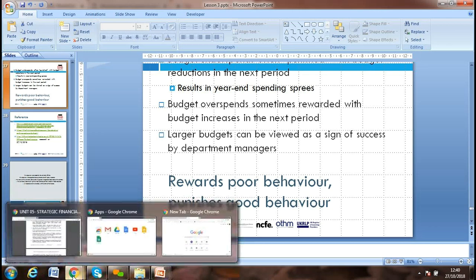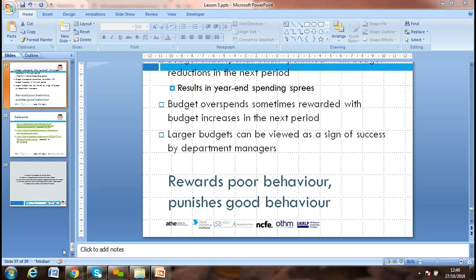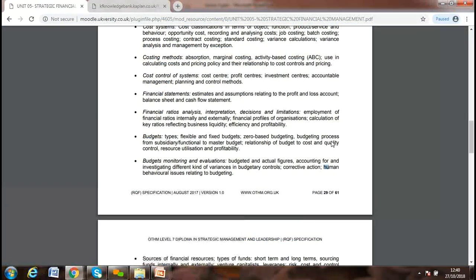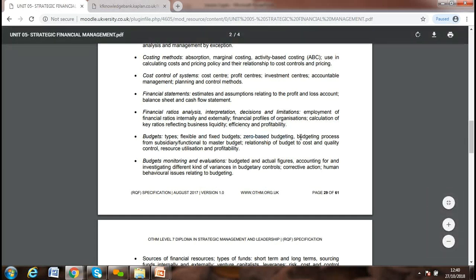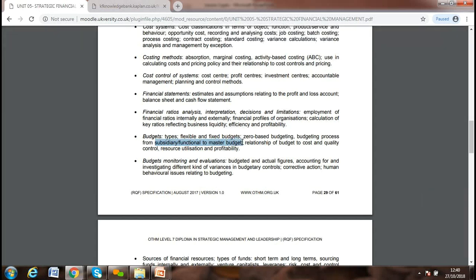Okay, guys, any questions? So today, let's go back to our learning outcome and recap a bit. Today we covered, under budget LO3, flexible budgets, where the budget changes, and fixed budgets, where the budget stays the same. We discussed incremental budgeting, zero-based budgeting, the budgetary process, and the subsidiary, functional and master budgets. The master budget means the overall organizational budget.